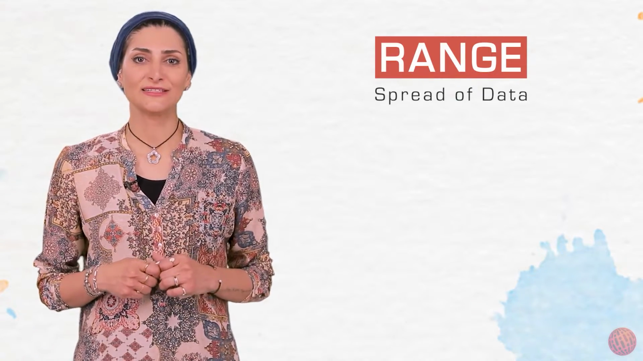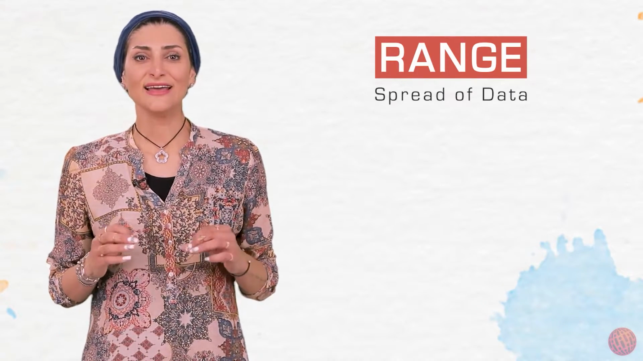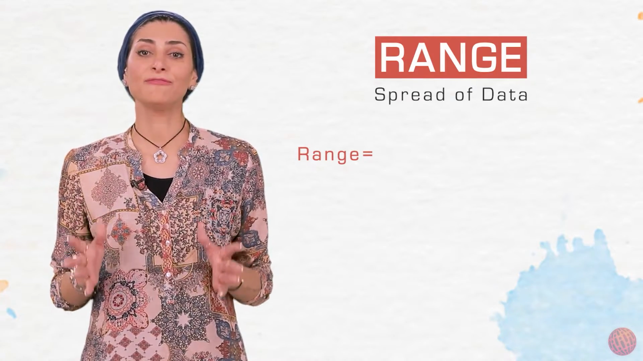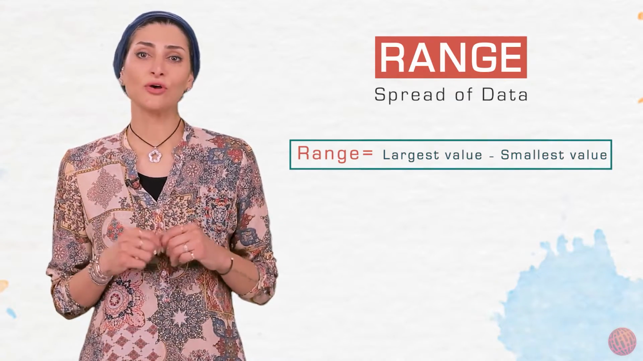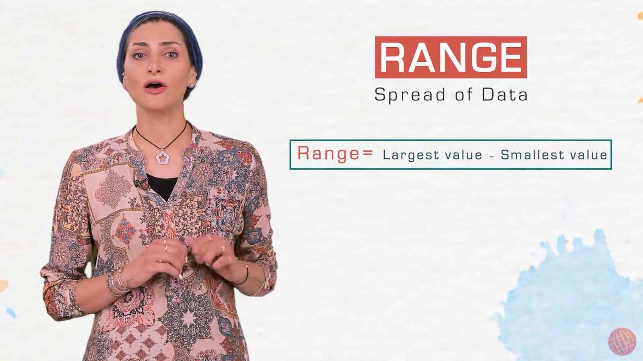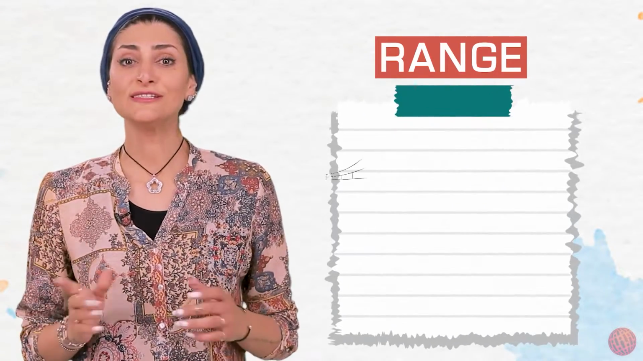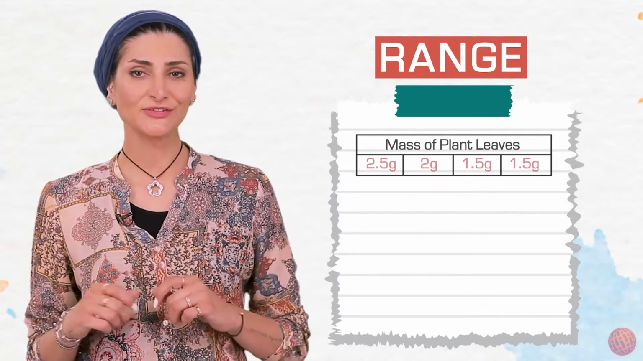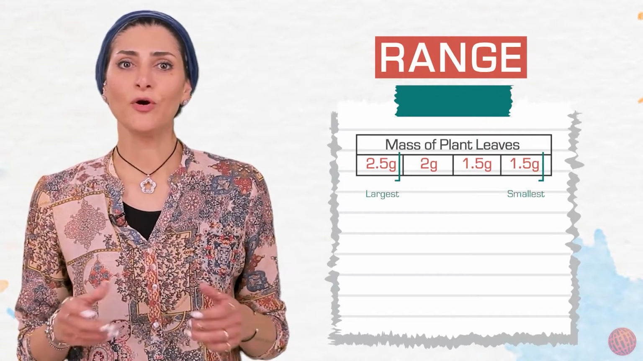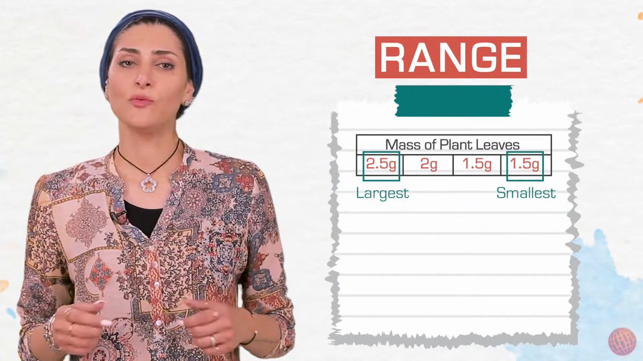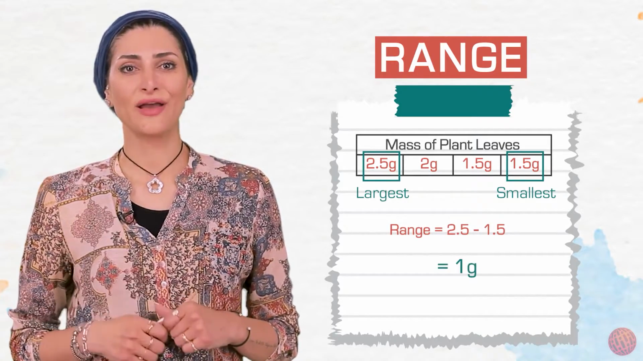If the data you obtained are far from each other or if they are close to each other. That is why the range is calculated by finding the difference between the largest and smallest values. To do so, you need to arrange the values from the largest to smallest. Let's find the range for the previous example. First, we arrange the values from largest to smallest, and then subtract the largest and smallest values. 2.5 is the largest value, and 1.5 is the smallest value. This means that the range is 1 gram.